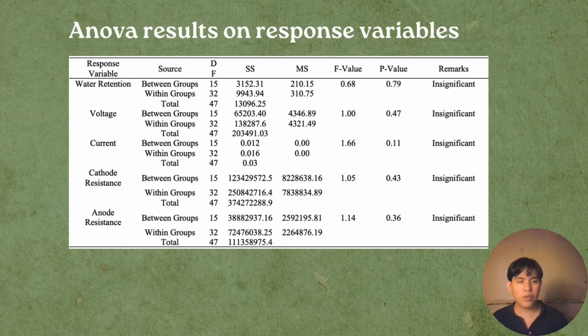So we are now down to ANOVA results on response variables. The ANOVA result shows that the printing parameters, which are speed, temperature, resolution, and infill density, had no statistically significant impact on water retention, voltage, current, or electrode resistance. The F values range from 0.68 to 1.66 with P values between 0.11 and 0.79, all above the 0.05 significance threshold. So this indicates that the variations in these parameters did not cause substantial differences in the response variables for either cathode and anode.